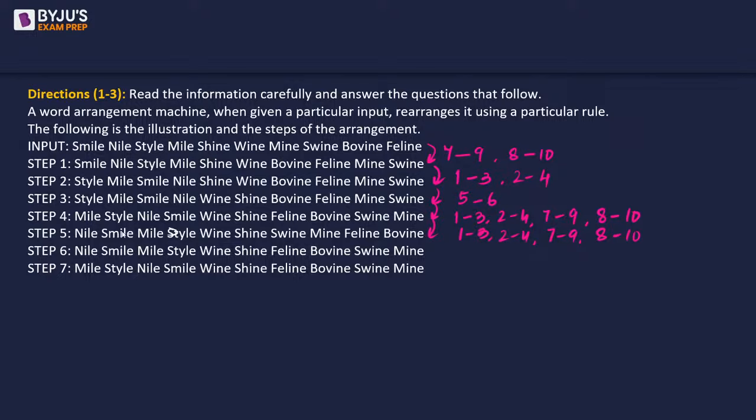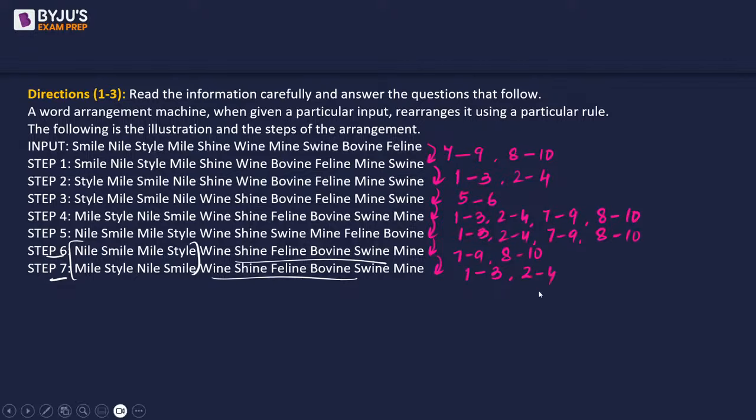Now what again happens between step 5 and step 6? Nile, smile, mile, style remain the same, wine, shine. In the last 4 we now see an interchange. So again the 7th and 9th interchange, and 8 and 10 interchange, right? Swapping is happening. And then step 6 to step 7, we are seeing that the first 4 are getting interchanged, everything else remains the same. So from step 6 to step 7, 1 moves to 3, 3 moves to 1, 2 and 4 also interchange.